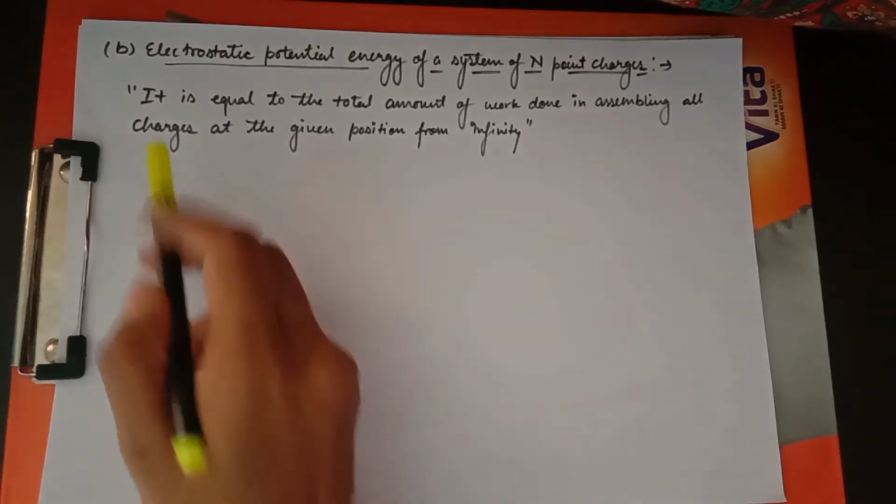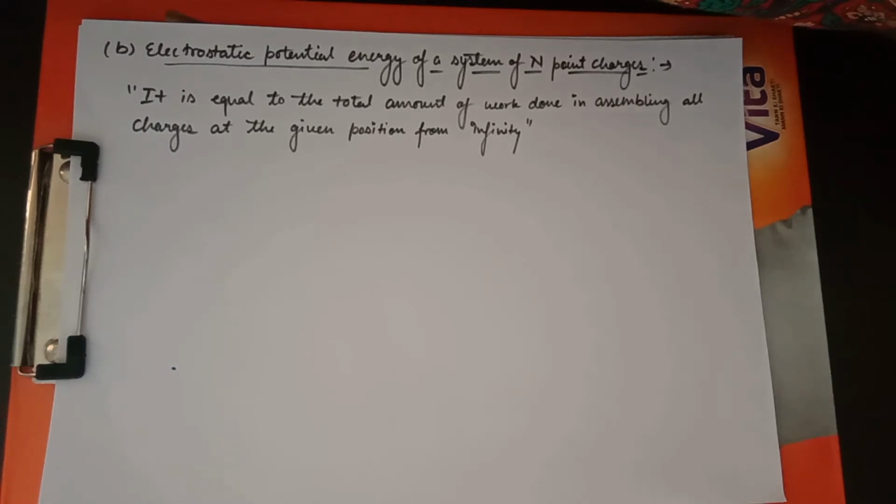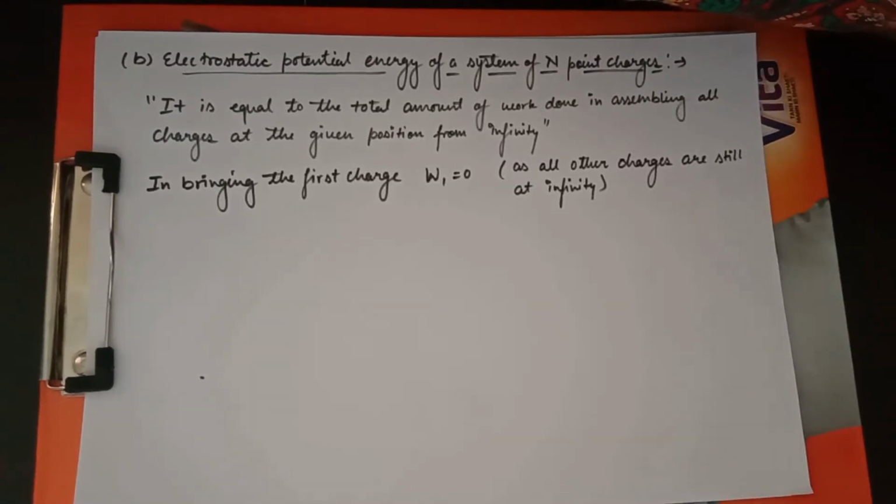So now we will do it first. So the work done in bringing the first charge. See, I am bringing the charges from infinity to a system, as there is no charge initially in the system, and I am bringing the first charge from infinity to some point, then work done will be 0, as all other charges are still at infinity.